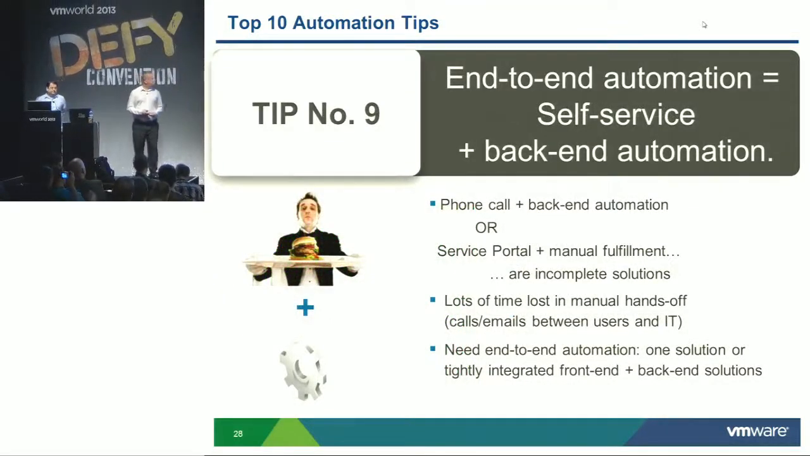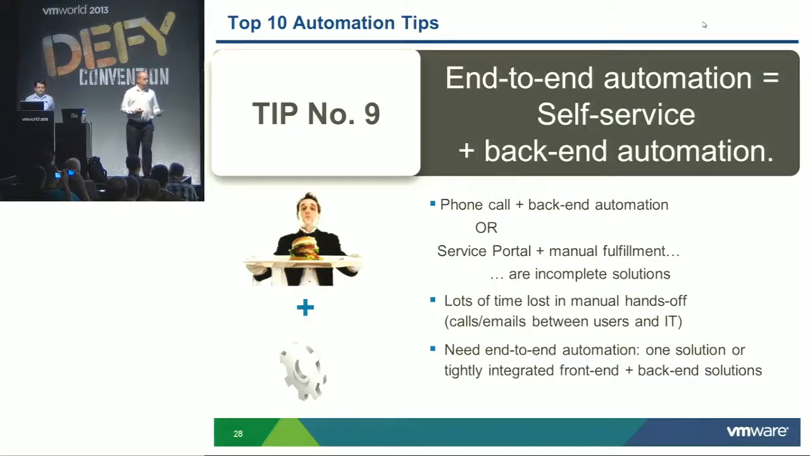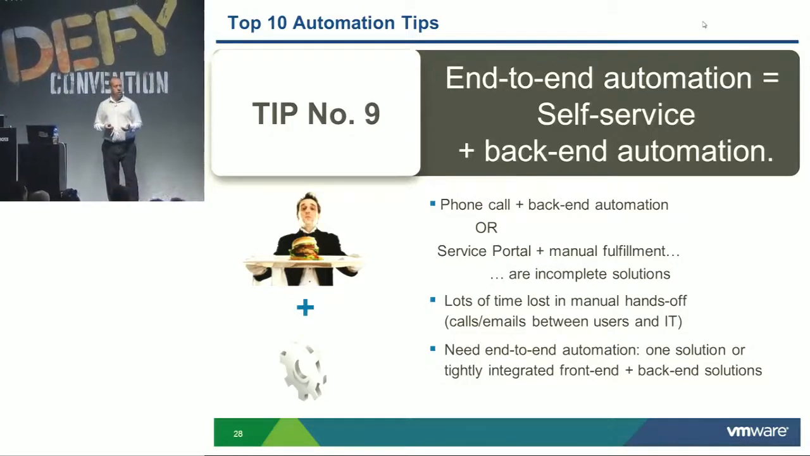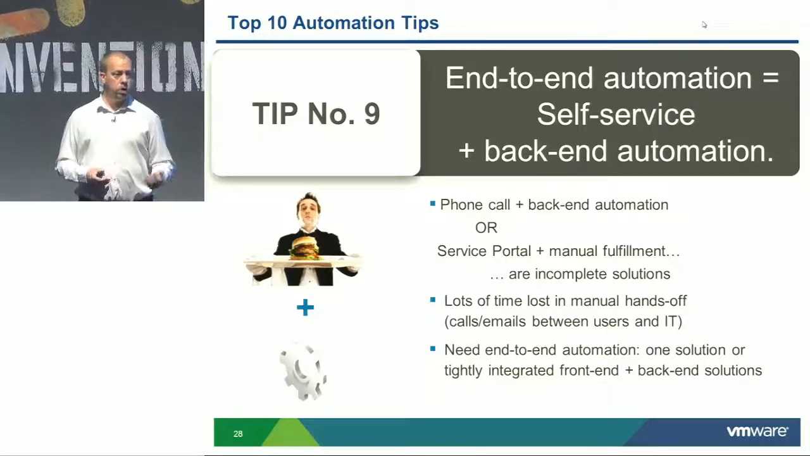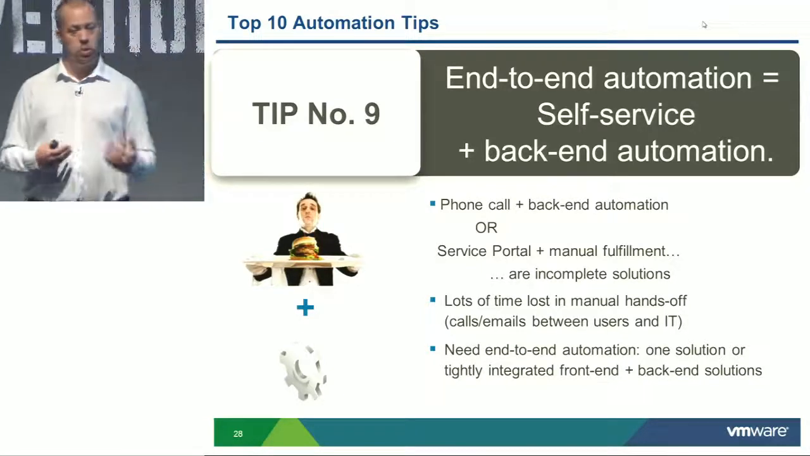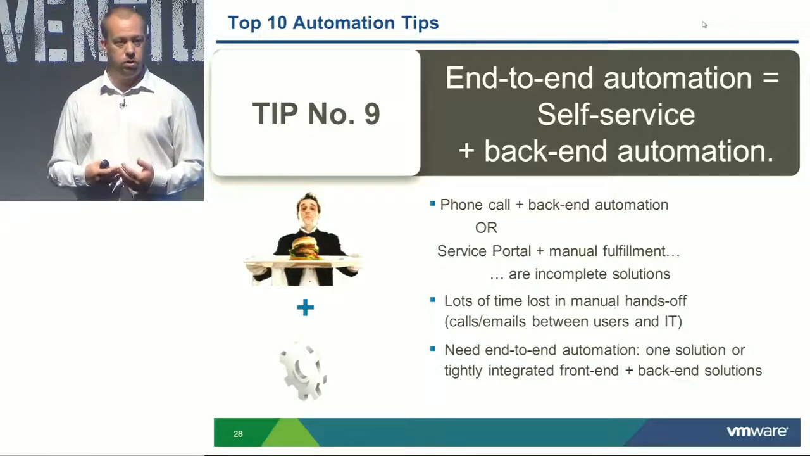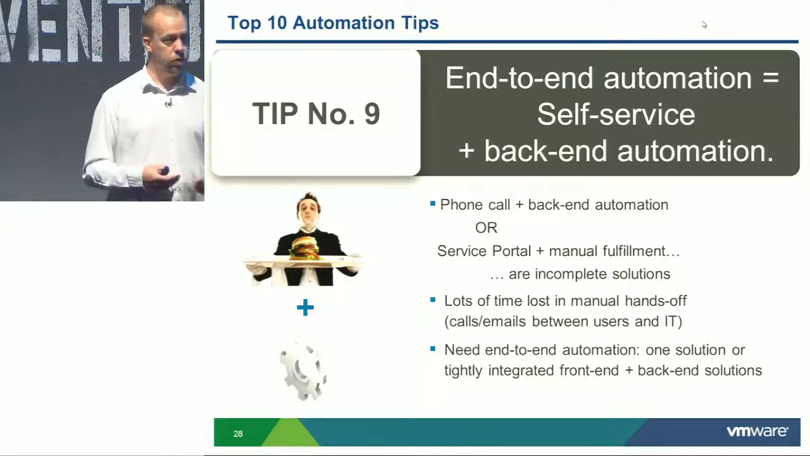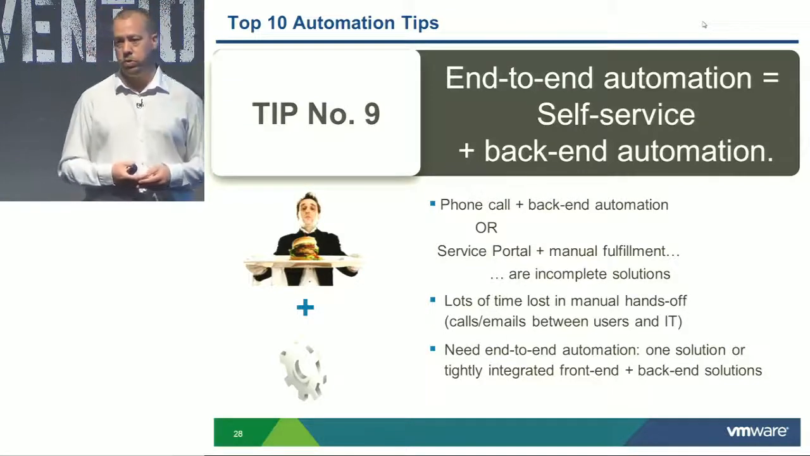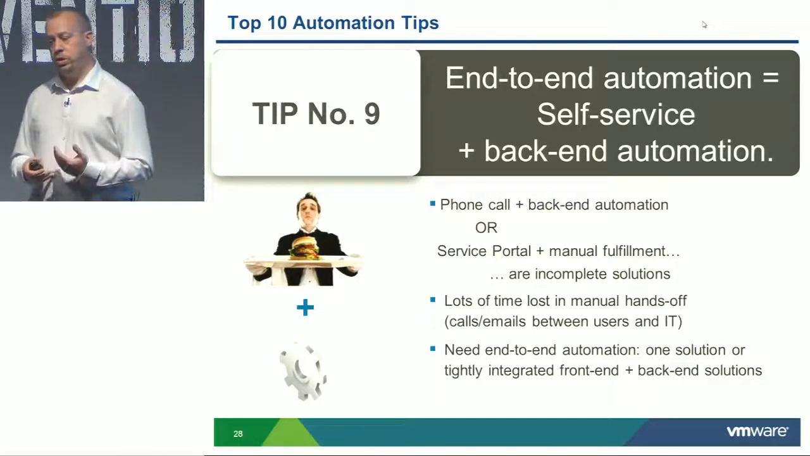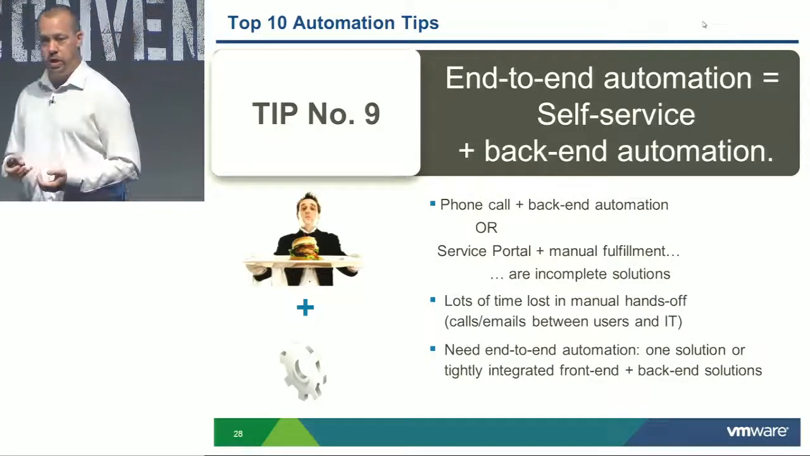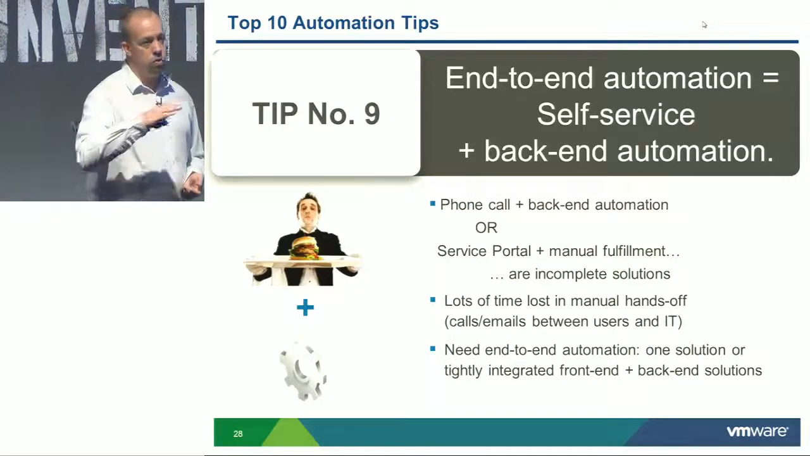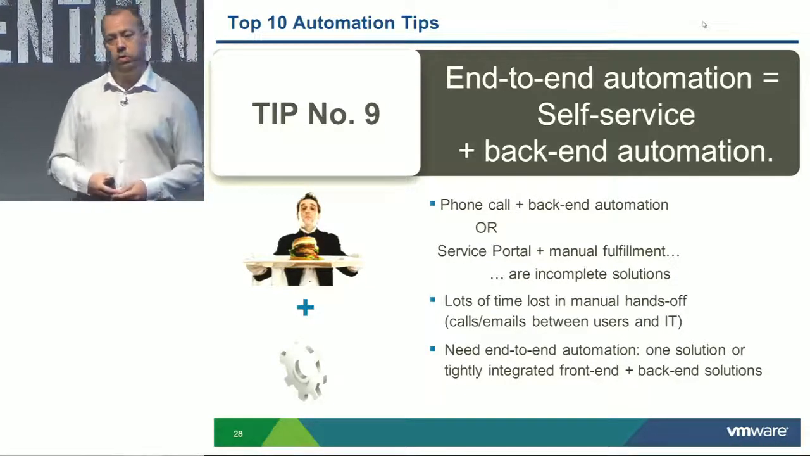And tip number 9 here is actually talking about end-to-end automation. Because what good is a front-end service portal when it just ends up with an email in somebody's inbox asking them to create the virtual machine? Or equally, what good is a telephone system that rings you up and asks you to create the virtual machine, and then you kick off a script or a workflow or a policy that actually goes and creates that virtual machine? When you're thinking about automation, start thinking about it end-to-end, so including the self-service with the back-end automation, being able to follow that process all of the way through, including the approvals if they're needed.